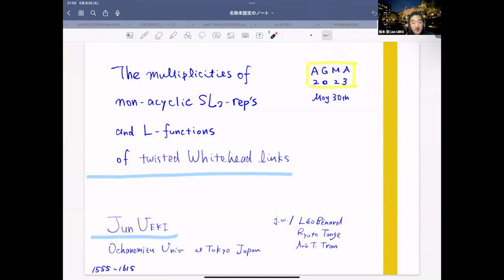I'm going to talk about the multiplicity of non-acyclic SL2 representations and L functions of twisted Whitehead links. This is a joint work with Leo Bernard, Liu Tange, and Tran.